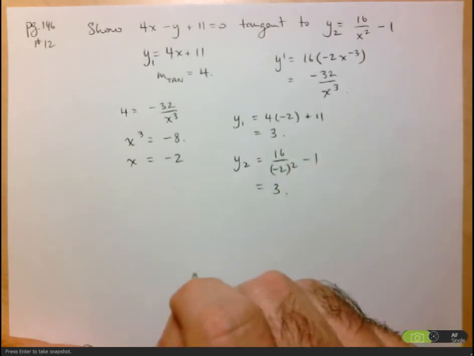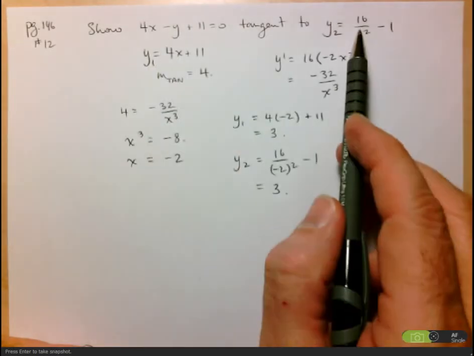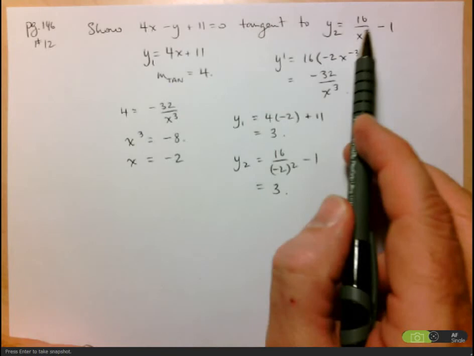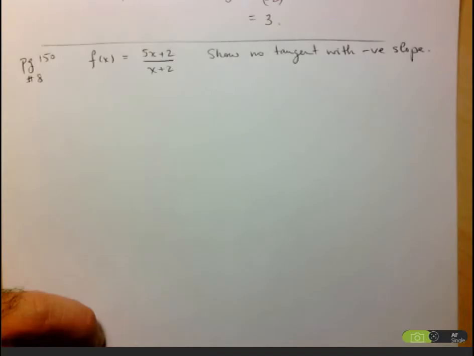So we've shown that this tangent shares a point with this curve when the rate of change of the curve is equal to the slope of the tangent. So we've done our job. In a second we'll go to another question.